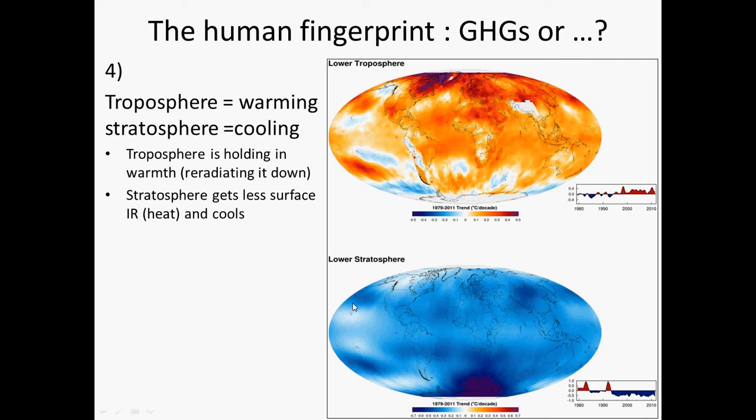So why might that be? In the troposphere, we've got greenhouse gases added in, so it's trapping heat. We're trapping heat in that troposphere, and that heat is no longer making it to the stratosphere. So the stratosphere is cooling off because it's no longer getting that energy that it used to be getting.